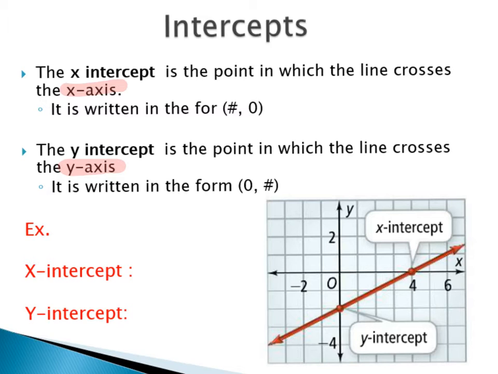In this example, the x-intercept is right here and has the coordinate of 4, 0. The y-intercept is located at this point. It has the coordinate 0, -2.